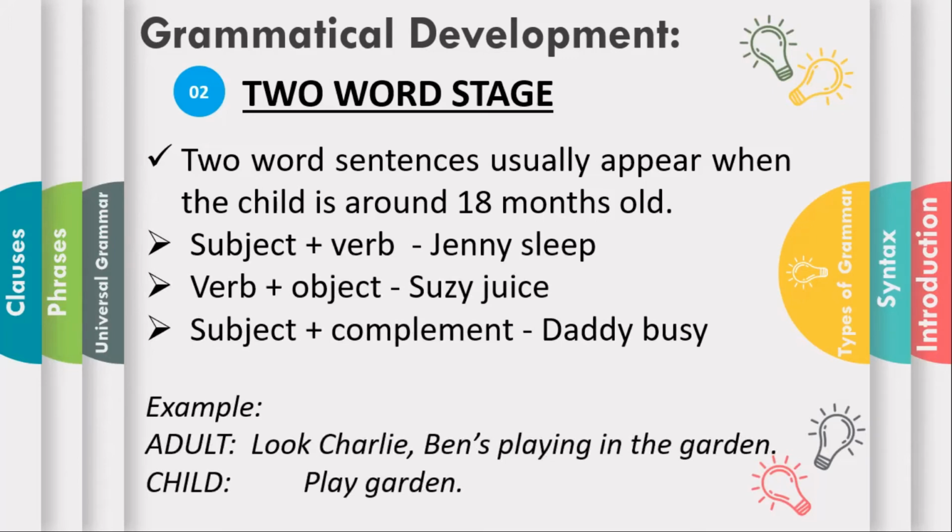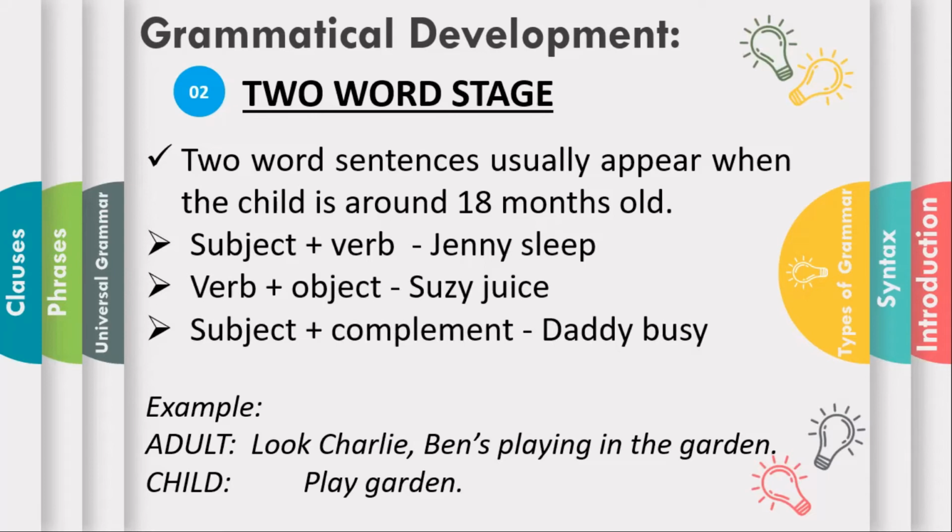The adult has said, "Look, Charlie, Ben's playing in the garden." So the child will say, "Play garden." The example shows how children in this stage focus on keywords. Words that convey less information, such as in or the, for example, are missed out.